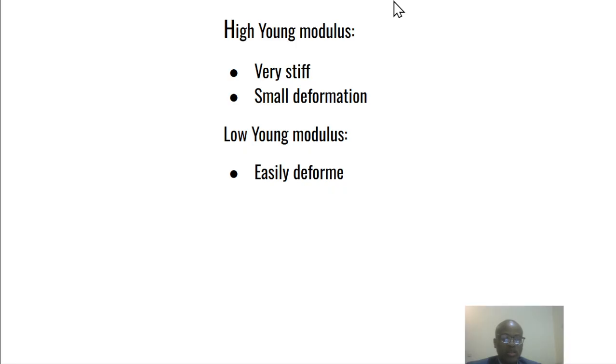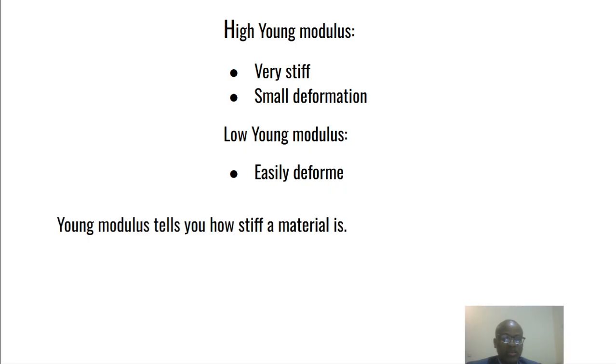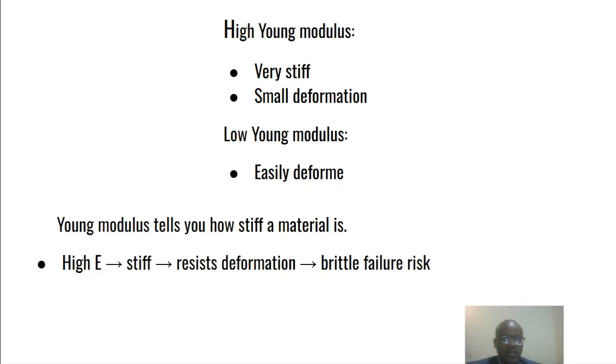Right. So Young modulus tells us, it's a very important thing. It tells us, like I said earlier on, how stiff a material is. So high E or high Young modulus means stiff material. That means that material resists deformation. And because it can resist deformation, brittle failure risk is high.